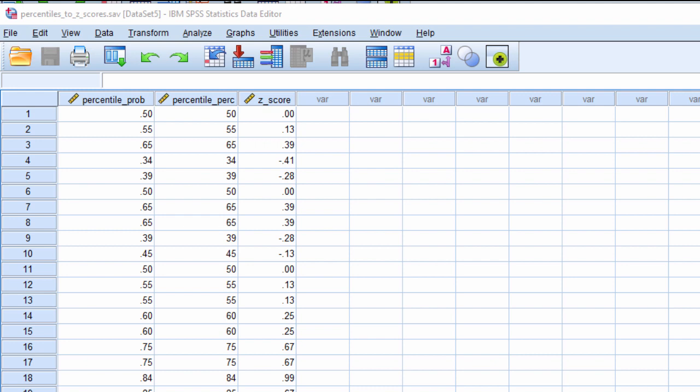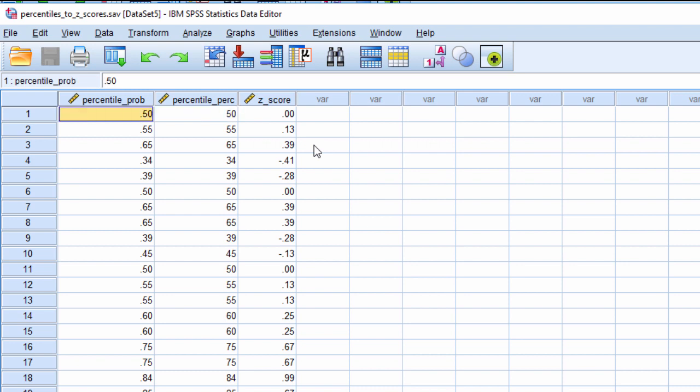In this video, I'm going to show you how to convert percentile scores into z-scores. Some of you may know already that percentile scores might be expressed either as a probability or a percentage. So in this case here, we have 0.50, which is the probability expression of a percentile score. So this person or case score is equal to or greater than 50% of the sample. And here it's expressed as a percentage, 50%.